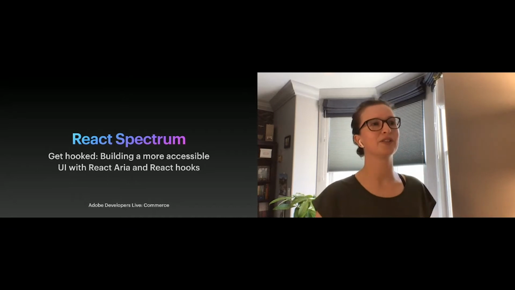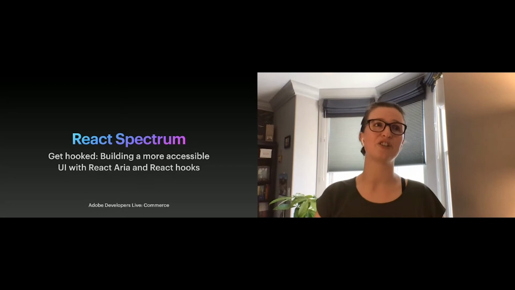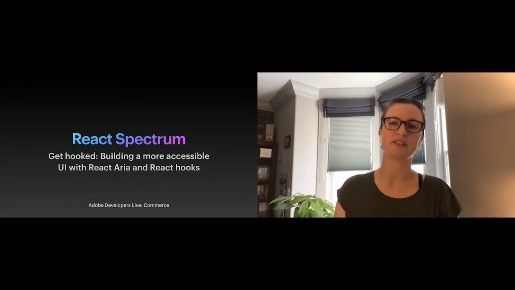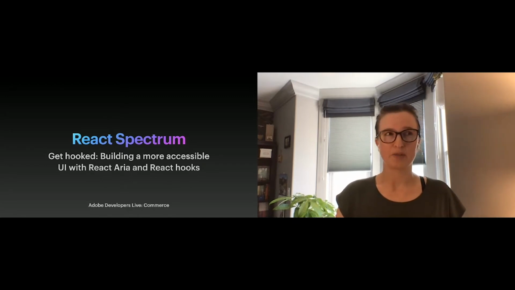Today, we're going to talk a little bit about React Spectrum, which is an implementation of Adobe's design system called Spectrum. We're also going to cover some React Aria, which is a set of hooks that you can use to build accessible UI components. These hooks actually power React Spectrum, so we're going to cover how you can take advantage of both.